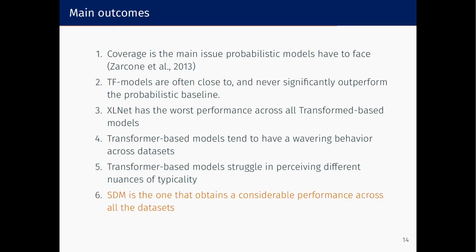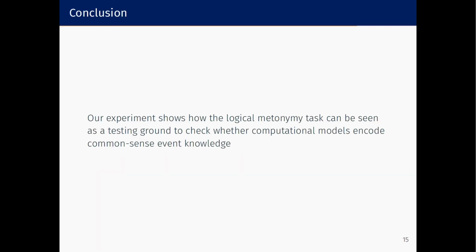Last but not least, the main outcome of this work is the performance of SDM. It achieves the best score for the Tralaxer and the CE datasets, obtaining the same performances as transformer-based models like Roberta, even if it's trained on a smaller corpus and without any advanced deep learning techniques. To conclude, the experiment I introduced in the slides shows how the logical metonymy task is a testing ground to check whether computational models encode common sense event knowledge, and what their main limitations are.